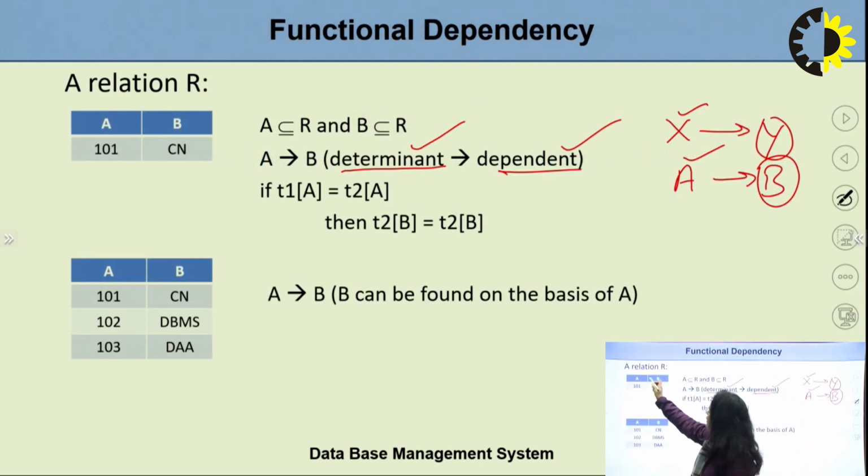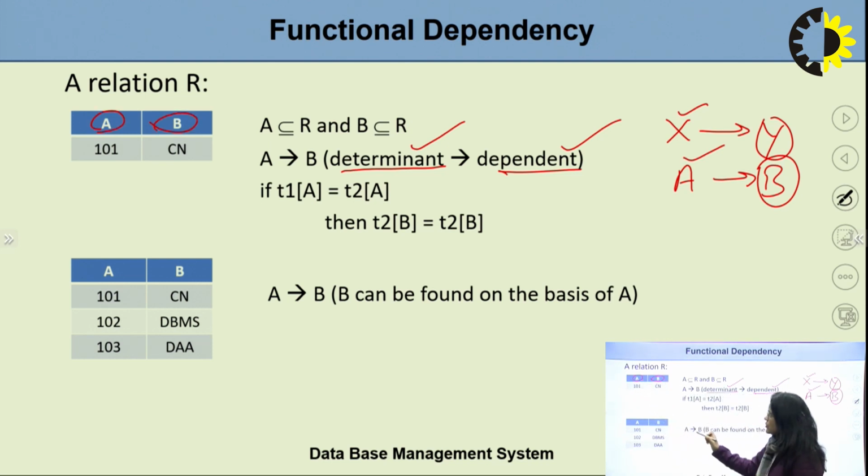So, here we can see a small relation R with two attributes A and B. We are having some values of A and B. Here we can see these are the subjects and these are the codes for those subjects. So, A is a subset of the relation R and B is also a subset of the relation R. And if this functional dependency holds, it means A tends to B. If we have the value of A, we can determine the value of B. So, if we know the subject code, we can determine the subject name.